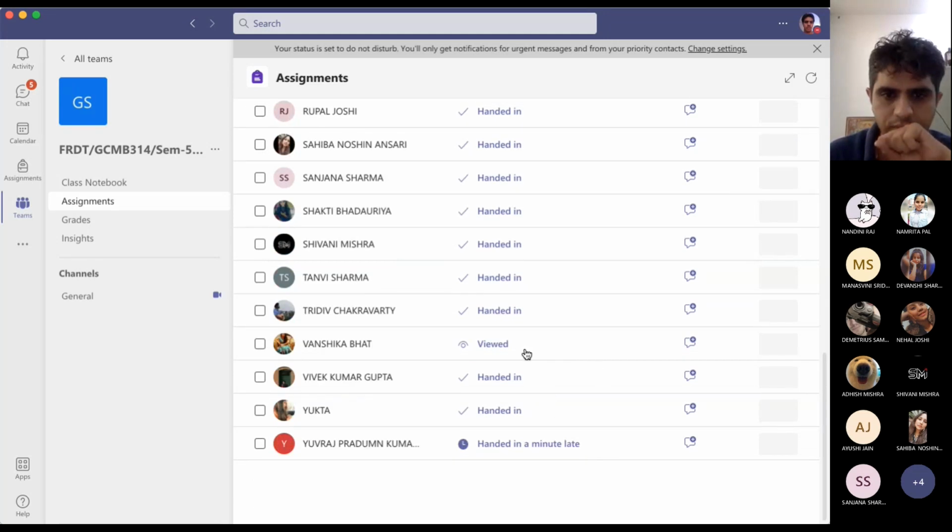Vanshika? Vanshika? Vanshika? Vanshika? Vanshika Bhatt? Vanshika?